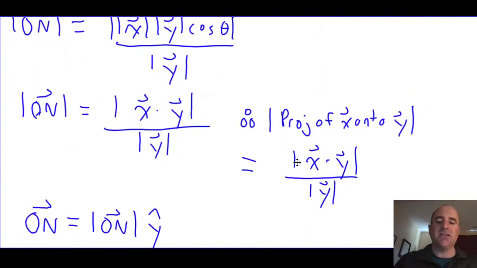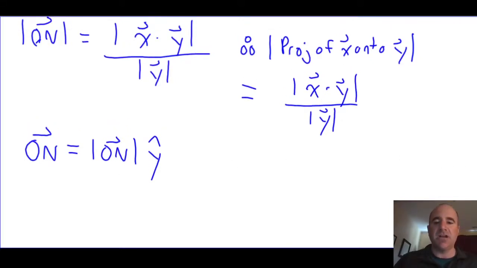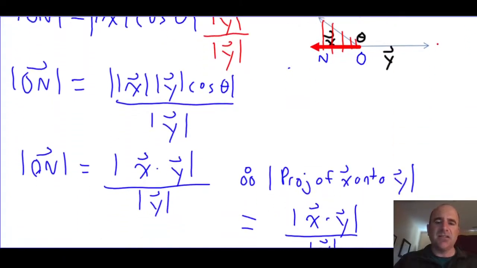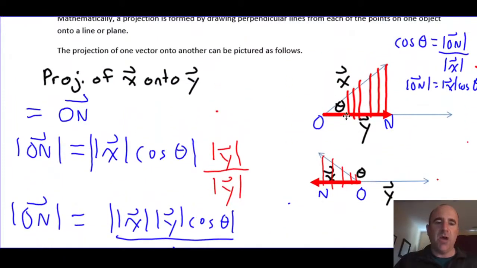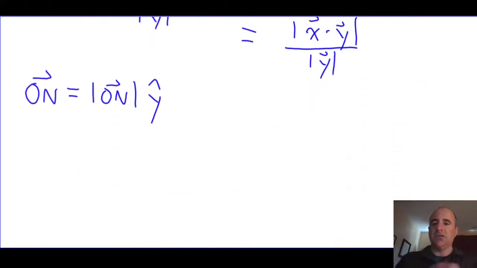And since the unit vector has a magnitude of 1, it doesn't actually change the vector ON other than giving it the right direction. It's kind of like you're basically saying, okay, I know that this is 5 long. Well, if it's a vector that's 5 long and then you multiply it by a unit vector in the direction of y, you'll get the actual vector ON because it'll have the direction and the correct magnitude. So what I'm going to do is replace this ON with the formula that I have.